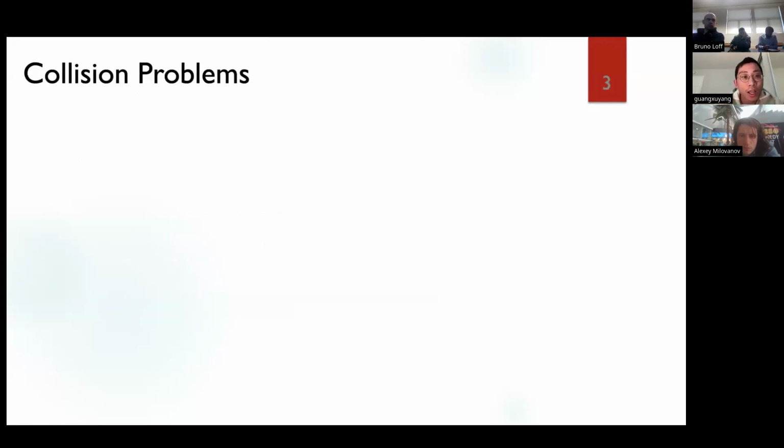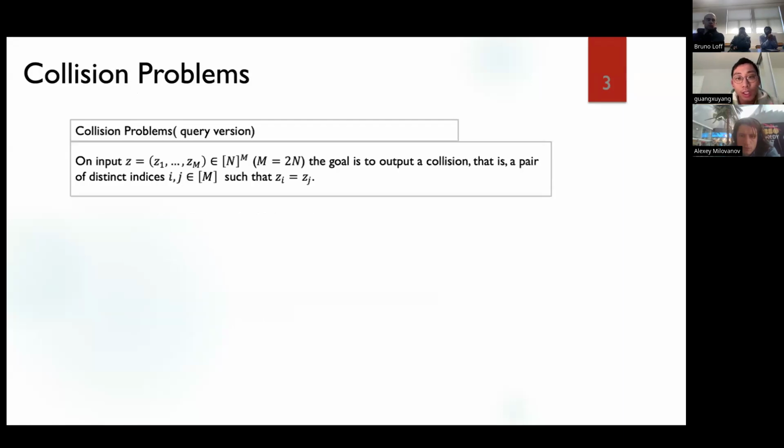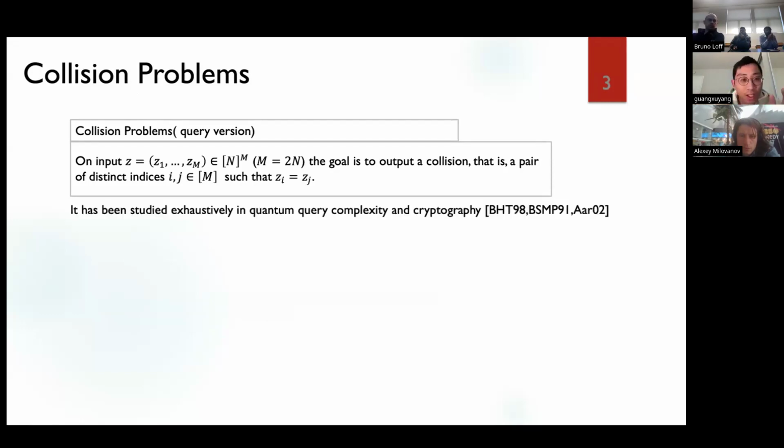So first, I give a definition of the collision problem. This is the query version. The query version is commonly used in quantum query complexity or cryptography. That is, you have an input Z, and every time you query a coordinate, the goal is to output a collision. That is, a pair i and j such that Zi equals Zj. This query version is widely used in different areas. Also, we know that when m equals 2 times n, there must exist a collision.